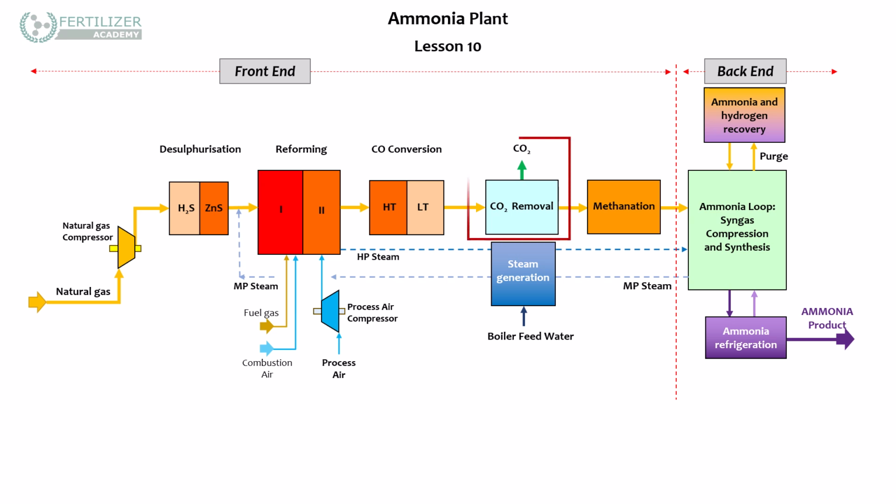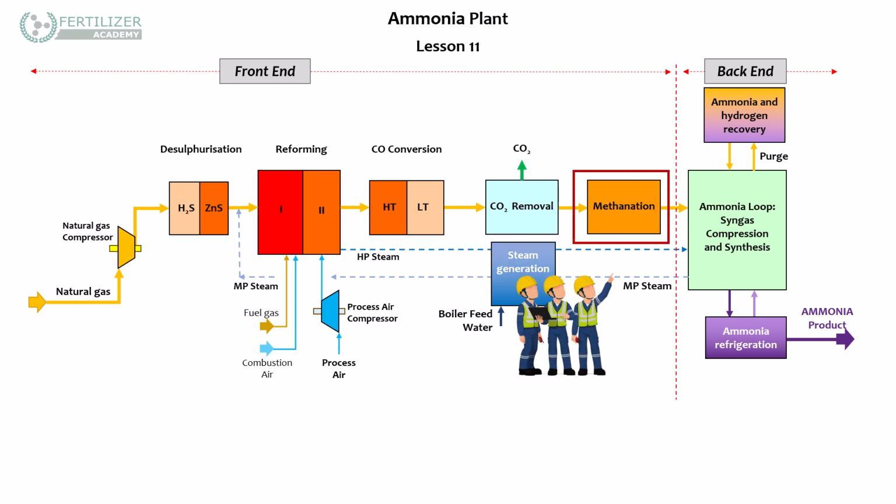Lesson 10. CO₂ Removal section. In this lesson, we move on to the carbon dioxide removal section. This is a critical stage in which carbon dioxide is separated from the process gas, ensuring the required purity of the synthesis gas for the subsequent stages. Lesson 11. Methanation section. In this lesson, we move on to the methanation section, which ensures the complete removal of CO and CO₂ from the synthesis gas.